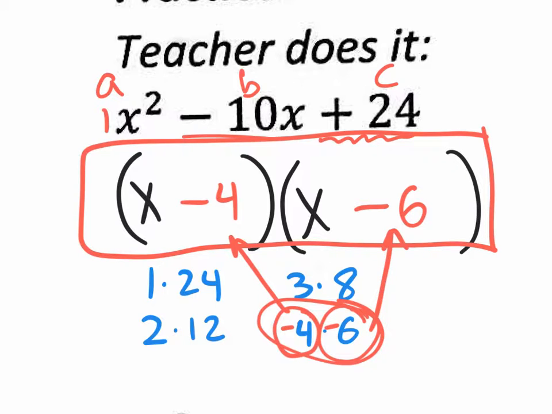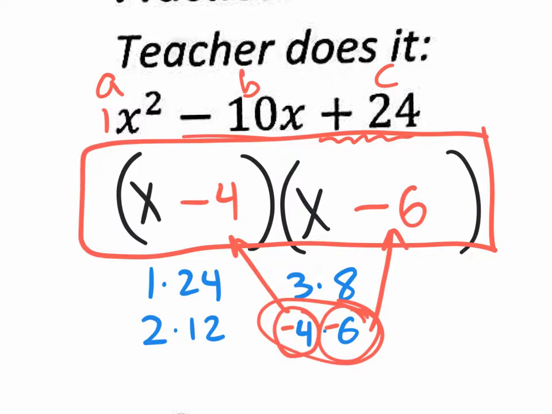Anyway. Wait, but are you sure that's right? Okay, how could you double check if you're right? You could actually distribute and then combine like terms. So if you did go x times x, you get the x squared. X times -6, that's -6x. -4 times x, that's a -4x. And if you combine the -6x with the -4x, you really do get that middle value, -10x. And the last one, -4 times -6 is +24.